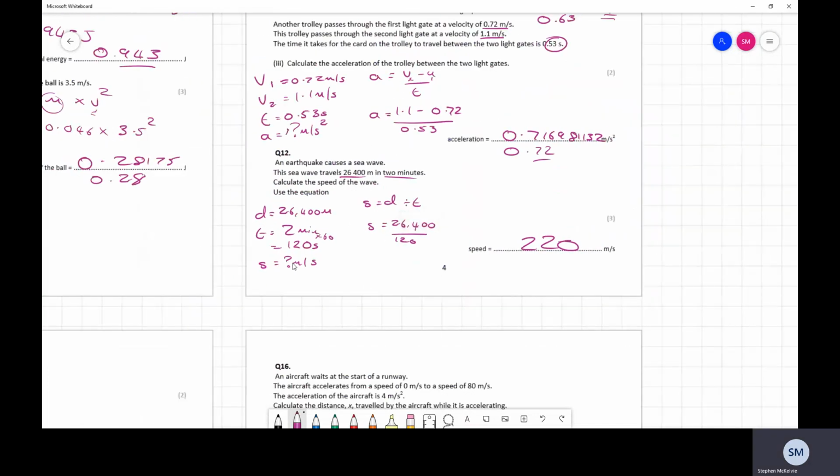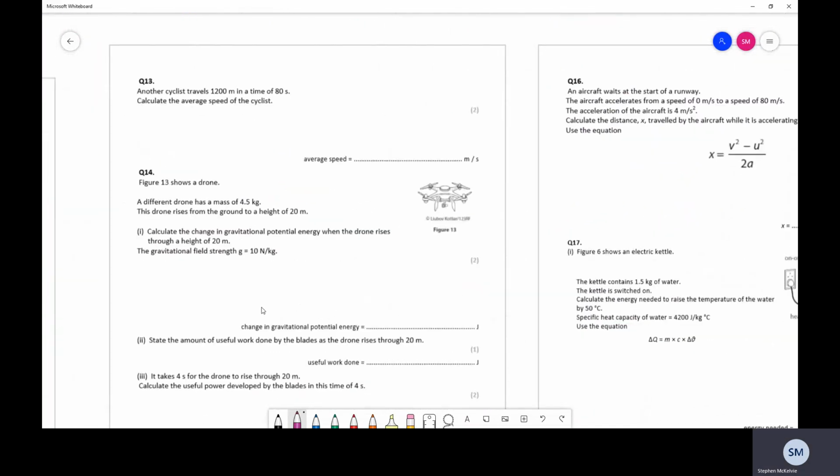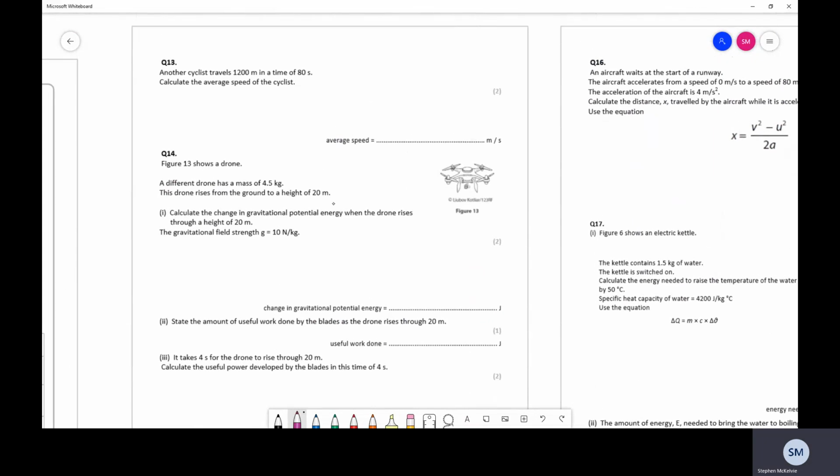Look at that, folks, 4 down. Only about 20 to go. Another cyclist travels 1,200 meters in a time of 80 seconds. Calculate the average speed of the cyclist. Speed equals distance divided by time. I'm going to write it a different way because we've seen this before. 1,200 divided by 80. My answer is 15 meters per second.